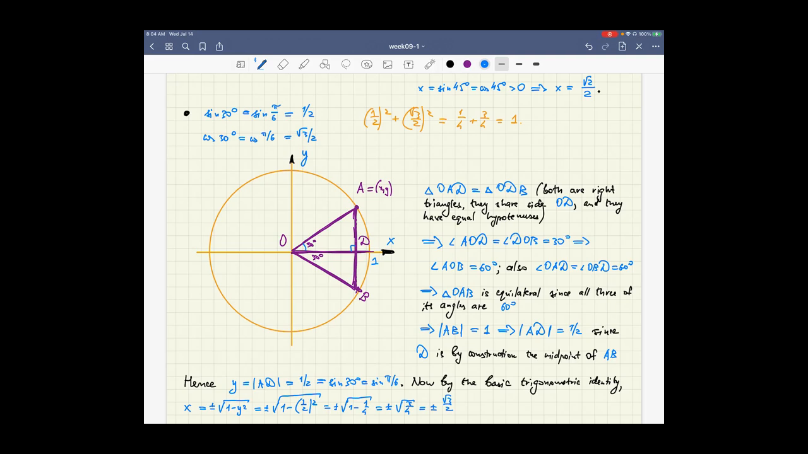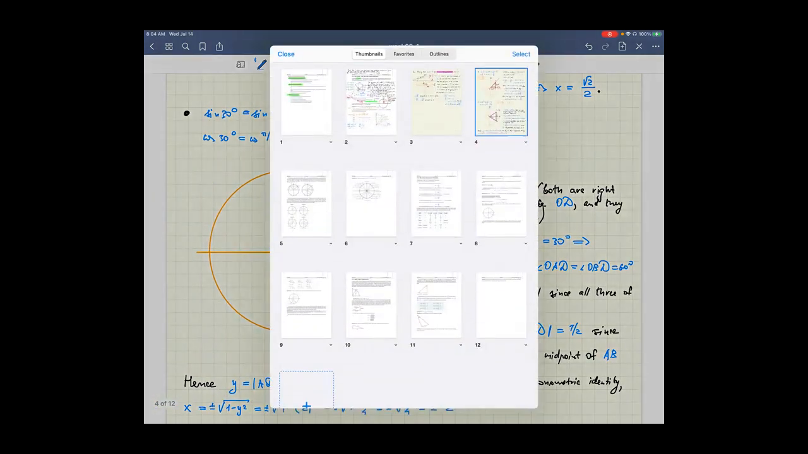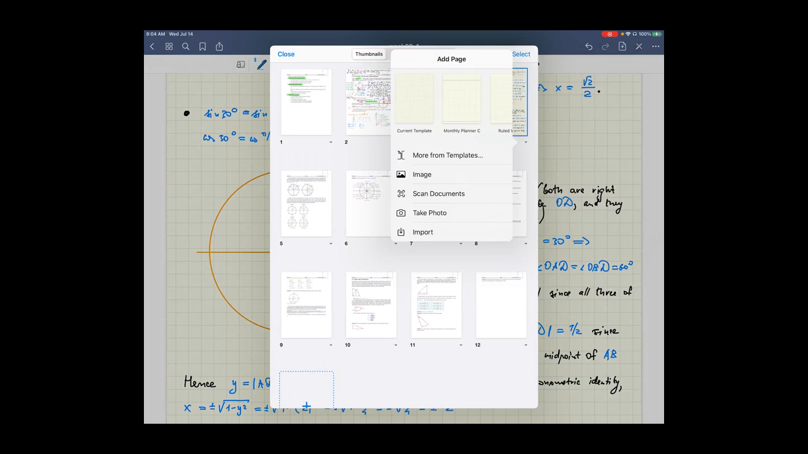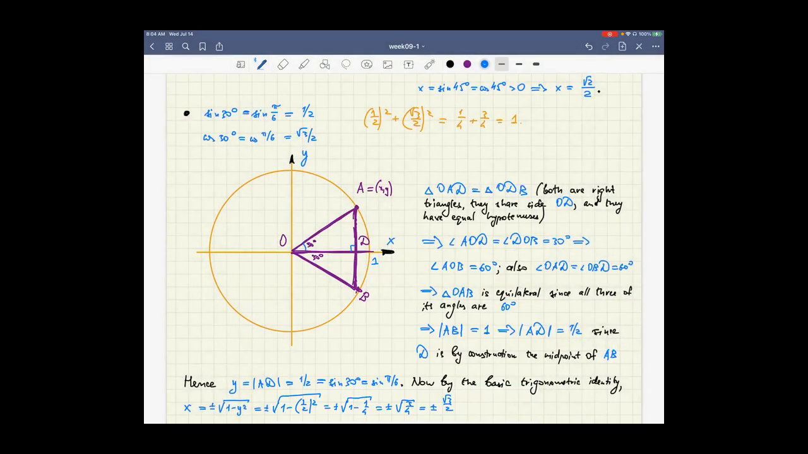And of course, we take the plus because clearly from the picture, the x-coordinate of this point is positive. We're in the first quadrant. Since x is clearly positive, it follows that x is the positive square root of 3 over 2, as claimed.